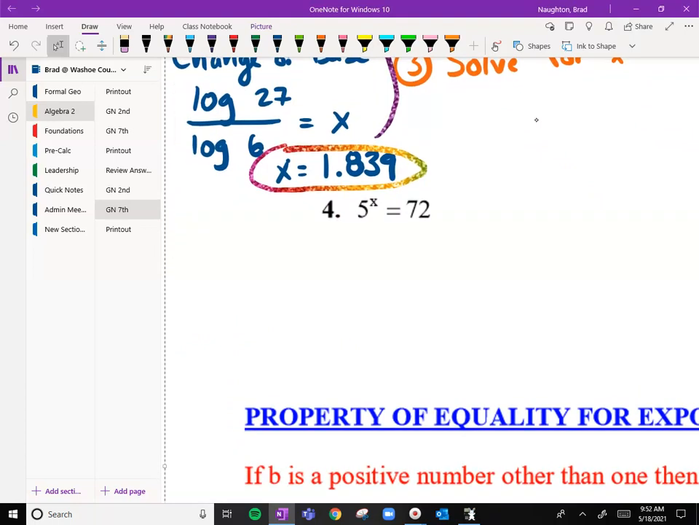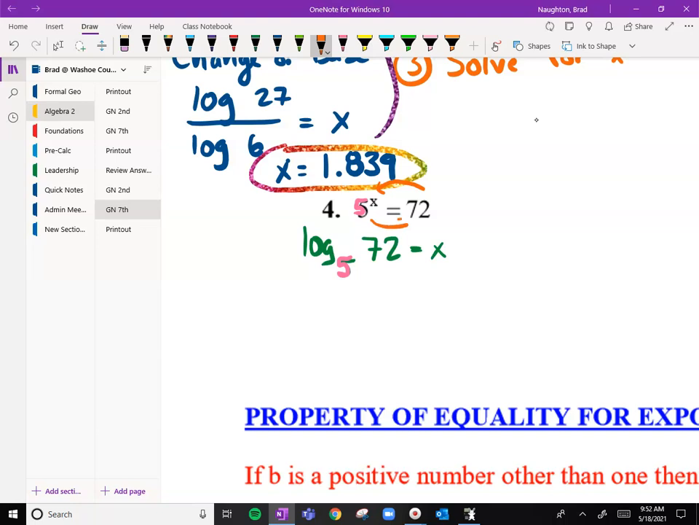So let's do number 4, going a little bit out of order because it's the same sort of concept. So again, this x is in a tree, and we need to get that tree by itself. So we're going to convert it. Log base 5 of 72 is equal to x, because this is my base, so it's still the base. And then the other two, I like to say switch places or switch sides, however you want to convert it. Everybody's got their own fun saying. So we're going to use our change of base rule.